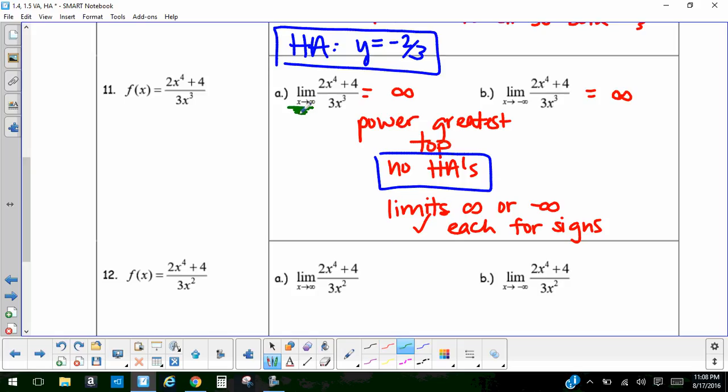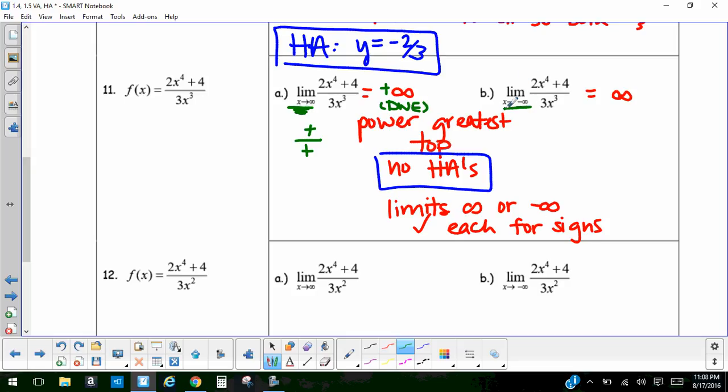X is going to positive infinity. So x is like 10 billion as kind of a sample number. You're raising it to the fourth power, it's still positive. You're adding 4 to it, it's still positive on top. If x is going to infinity on the bottom, you're cubing it, still positive, multiplying by 3, still positive. This one goes to positive infinity. Still means that the limit does not exist if you want to clarify that.